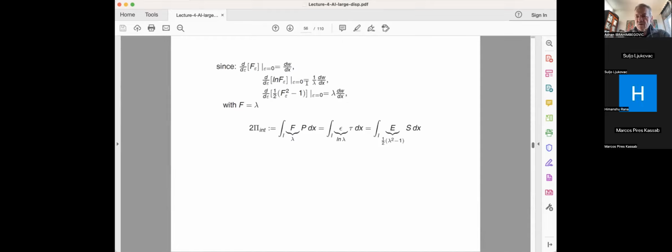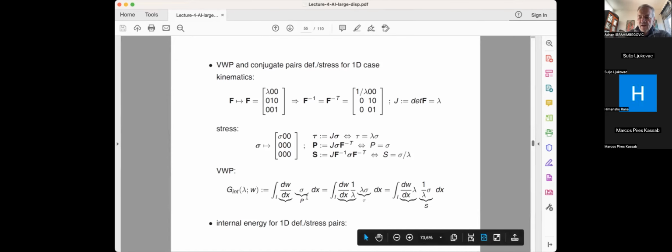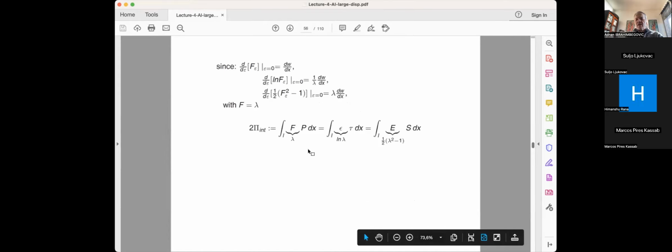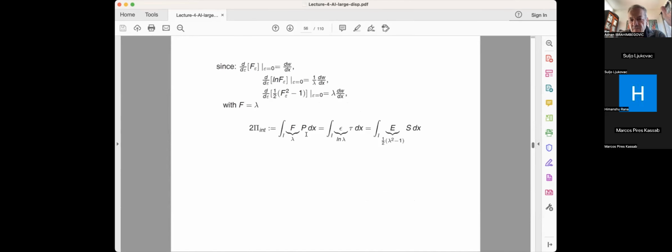The other one is a variation of the natural logarithm of the deformation gradient. And then the last one is a variation of the Green-Lagrange strain, which is 1/2 (F squared minus 1). So basically, by taking into account what it is, I can then say that the internal energy is the product between F and P, F being conjugate to the first Piola-Kirchhoff stress, or the Kirchhoff stress tau and the natural deformation, which is the natural logarithm of the stretch. And then finally, the second Piola-Kirchhoff stress and the Green-Lagrange strain, which is 1/2 (lambda squared minus 1).